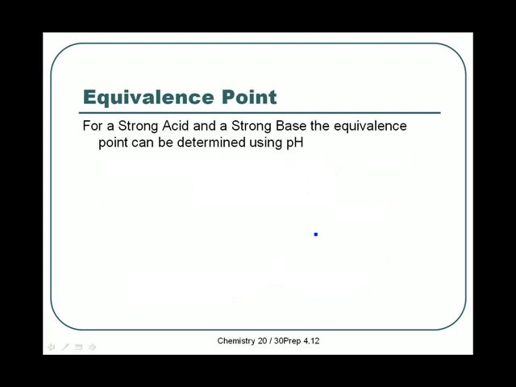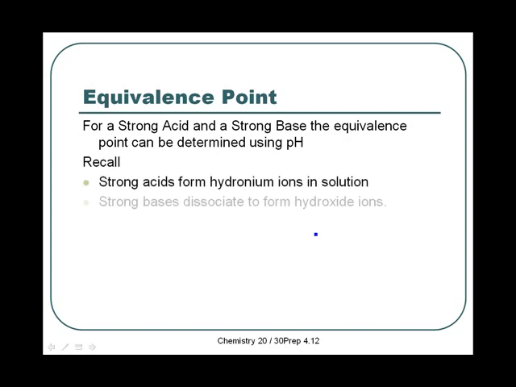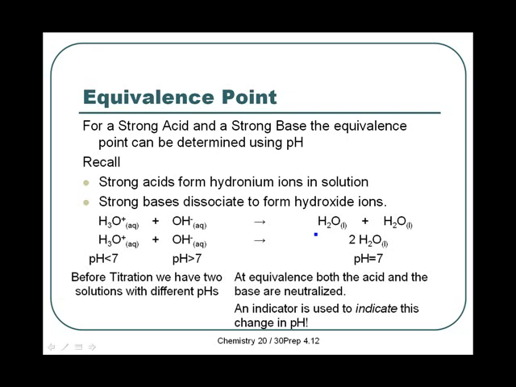So for a strong acid, strong base, the equivalence point can be determined by using pH. We know that acids form hydronium ions in solution, and strong bases form hydroxide ions. So for any acid or base, the basic reaction that we're looking at is the hydronium ion from the acid reacting with the hydroxide ion from the base. When they react, we get two water molecules.